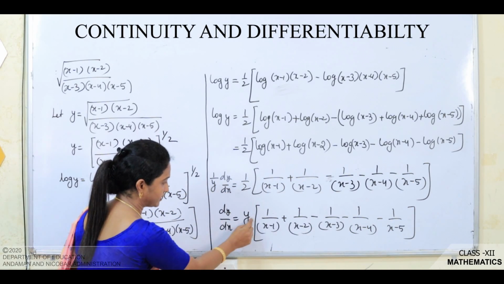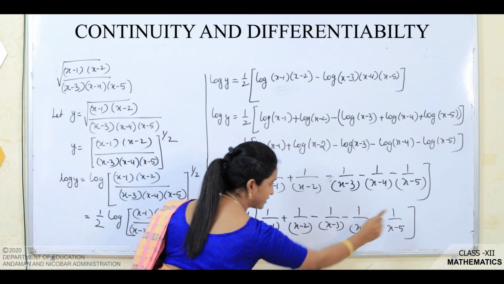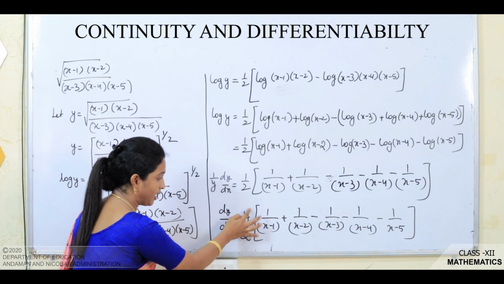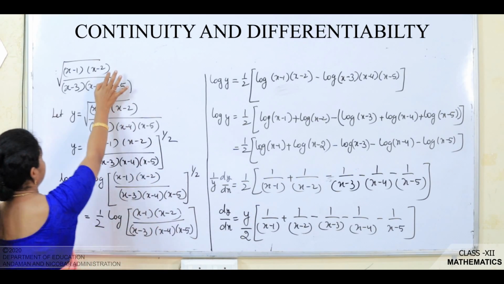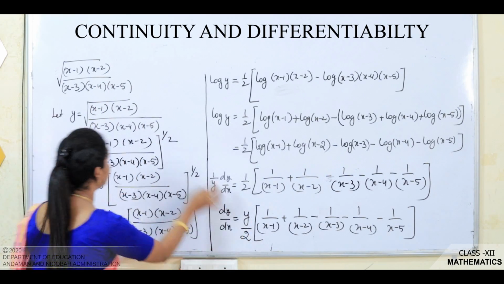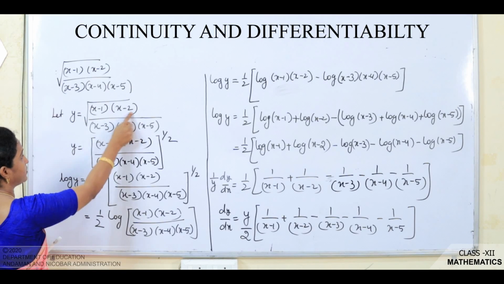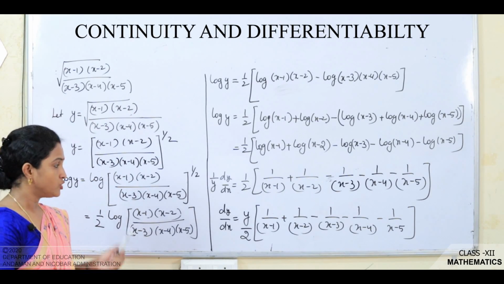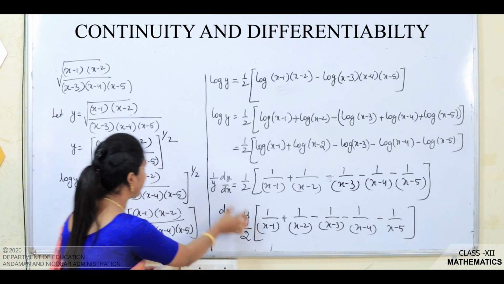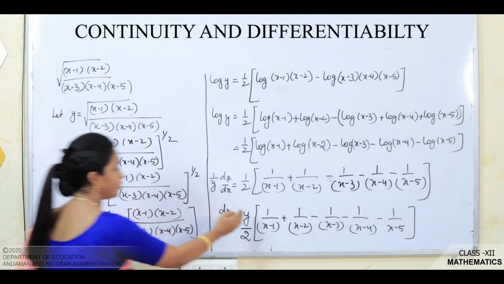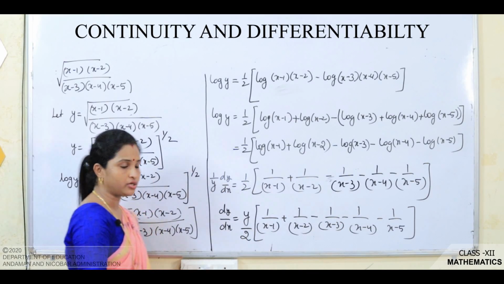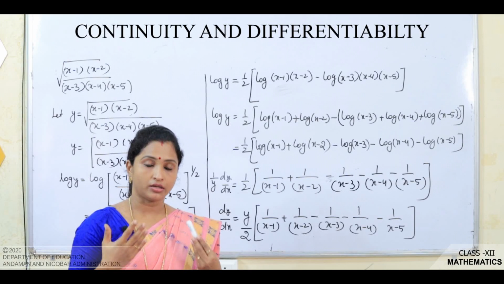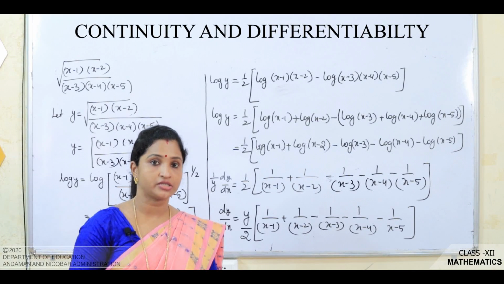Then y you will take to the other side, it gets multiplied with the whole term. Finally you have to replace y, I have not written it. Here you have to write the expression for y, because you have taken y as root over x minus 1, x minus 2 by x minus 3, x minus 4 into x minus 5. So the final answer will be that you replace y by this expression and then write the complete term. No need of simplification, this big expression will be the answer actually. So I hope the questions on logarithmic differentiation are clear to you.